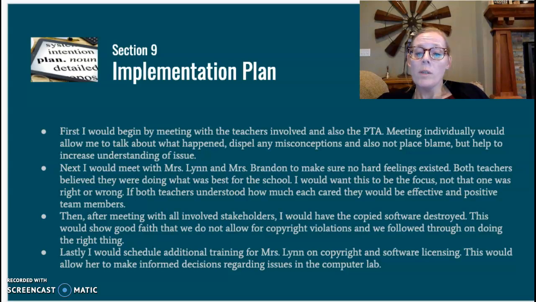I also want to meet with Mrs. Lynn and Mrs. Brandon together. I want them to be able to talk about what happened. I don't want there to be hard feelings, and I want them both to know that they came from the right place of trying to help the school, and that's a really cool thing, and I want them to come together and work really well side by side.